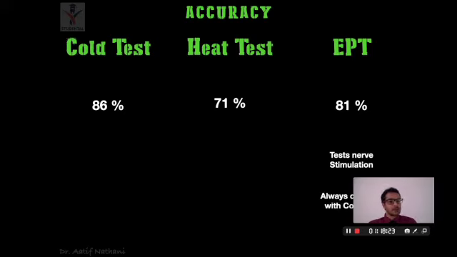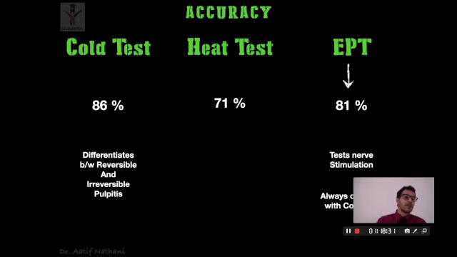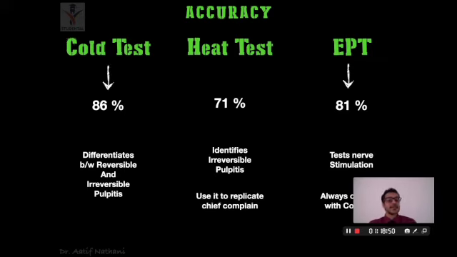EPT is about 80%, 81% accurate. It tests the nerves. After this, once the EPT is done, you need to go to the cold test. You cannot jump onto the heat test directly. You need to do the cold testing, which is 86% accurate. Now, these two tests will differentiate between reversible and irreversible pulpitis, and after this, you can go towards the heat test. This will identify irreversible pulpitis and use it to replicate the chief complaint. This will give you a 71% accuracy. You need to keep this in mind.